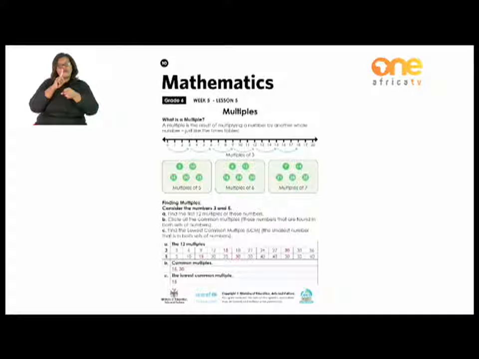Answering the B question, you have to find the common multiples. You can find them in both sets, the set of 3 and the set of 5. So the common multiples of 3 and 5 within the first multiples of these two numbers are 15 and 30. And C, you are comparing between 15 and 30, which is the lowest.